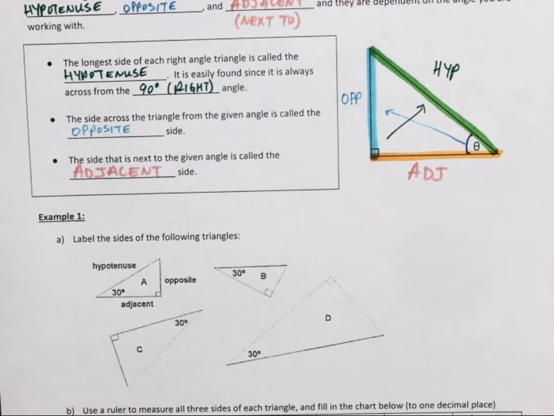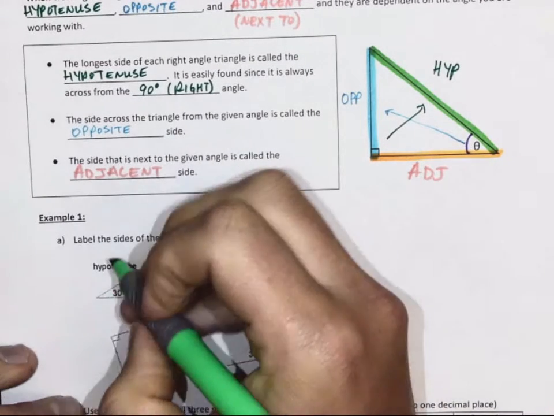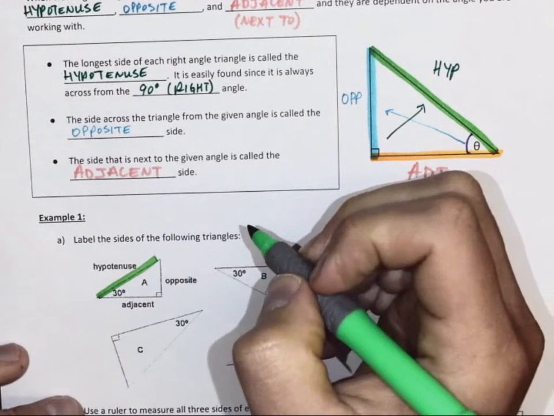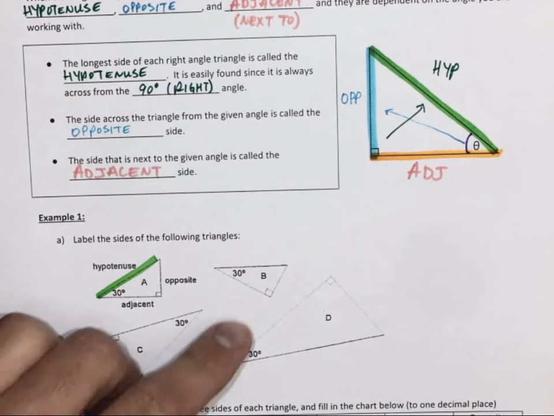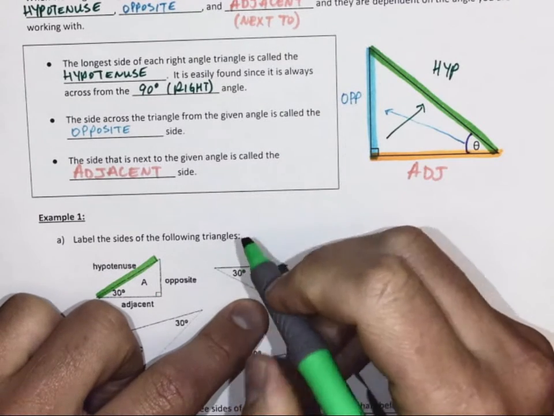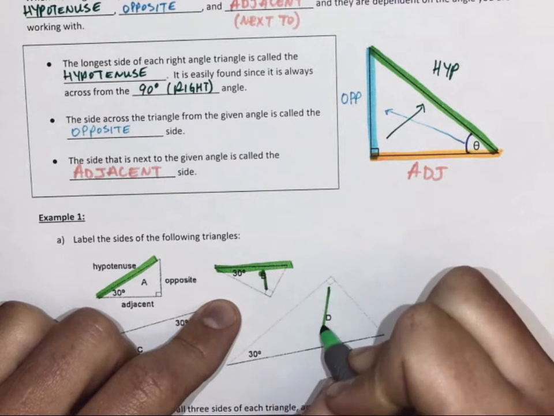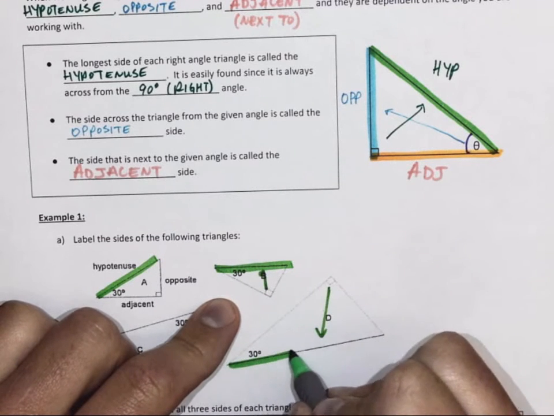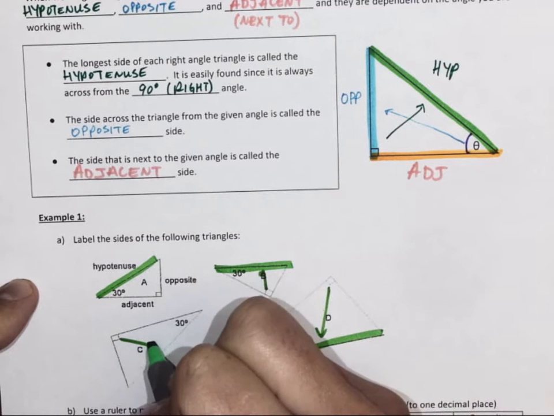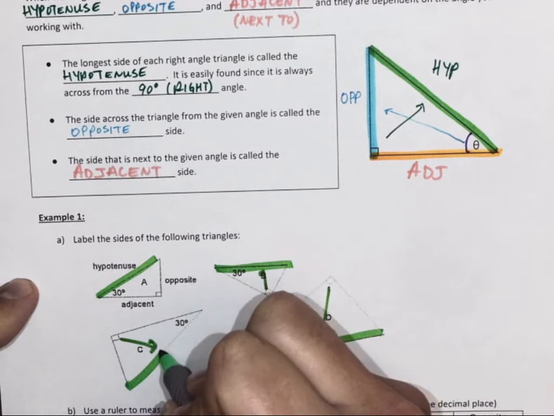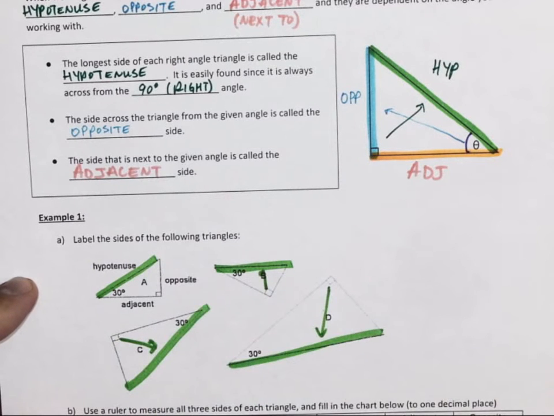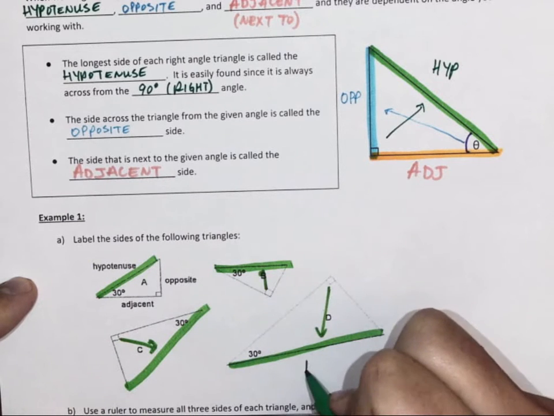Okay, so the hypotenuse. Let's look, hypotenuse is across the triangle from the 90. Across the triangle from the 90. There's our hypotenuse for all 3 triangles. I'm going to put an H.